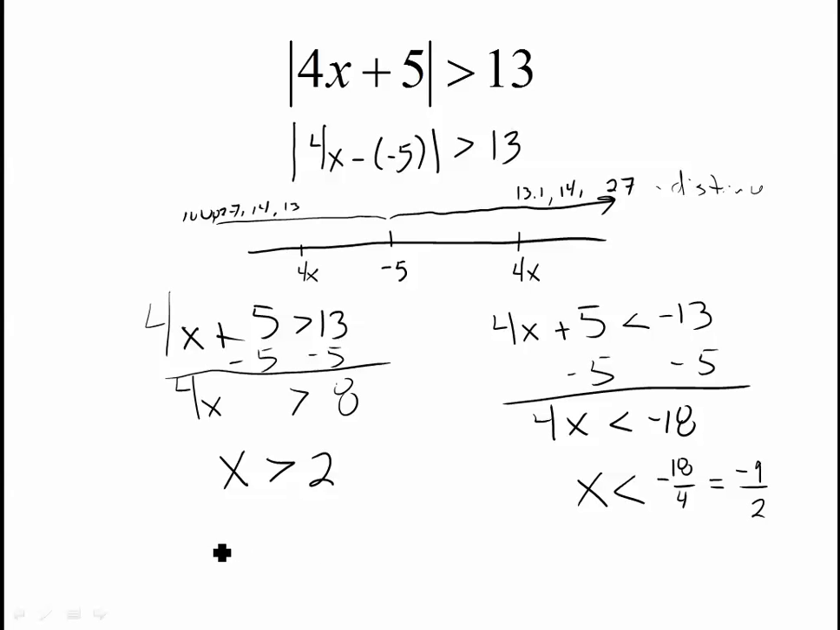I can graph these solutions. X is greater than 2 would be an open circle because my numbers aren't equal to 2. Going to the right. X is less than negative 9 halves. Well, negative 9 halves would also be an open circle over negative 9 halves. Numbers less than that, or more negative, to the left.